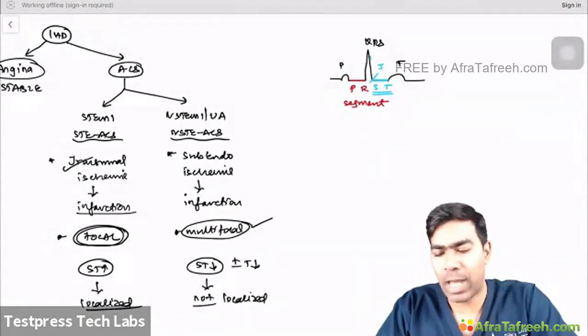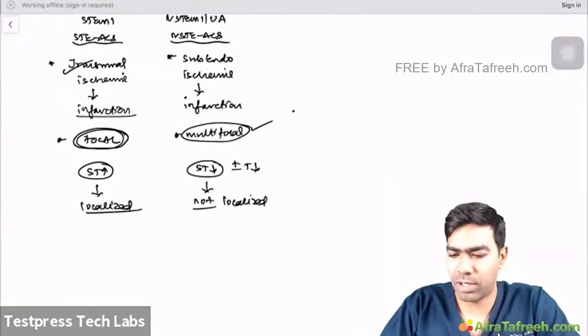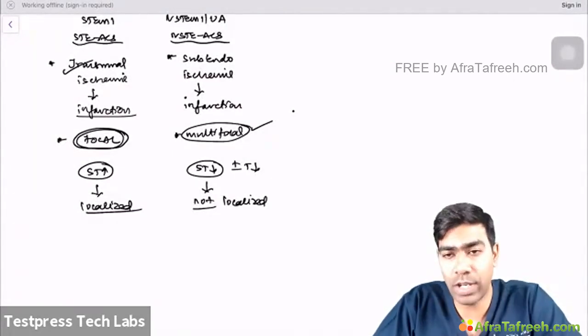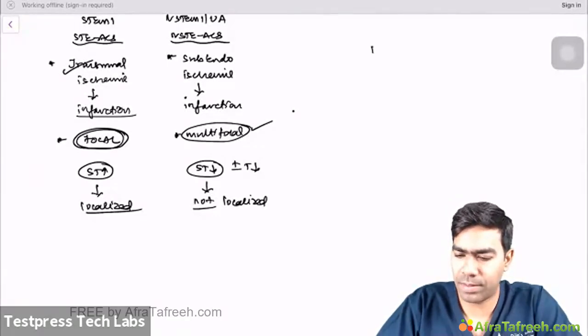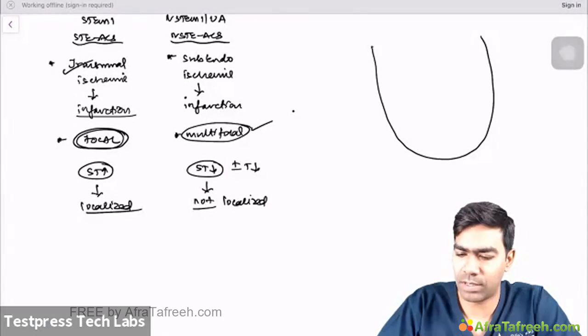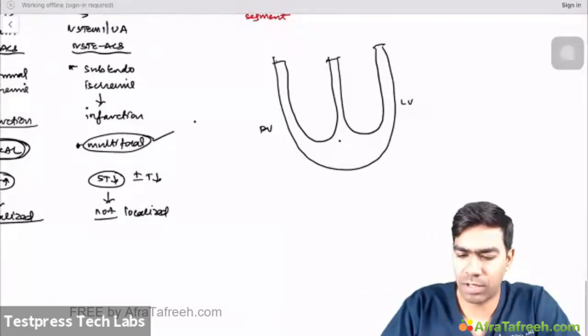But what happens in the setting of ischemia? It's completely different. For example, let us assume a transmural infarction. Or before that, let us assume why you get the ST segment change in the first place. So let me draw a heart. You know this is going to be the left ventricle and this is going to be the right ventricle. Suppose I am causing some transmural ischemia.